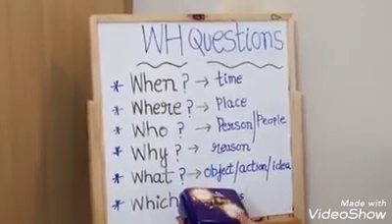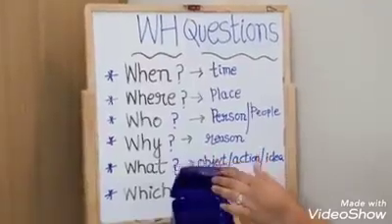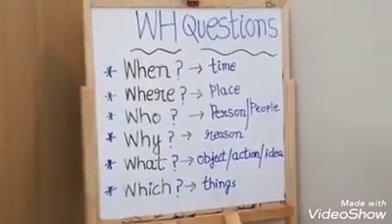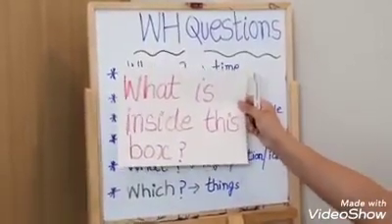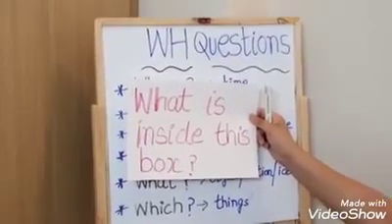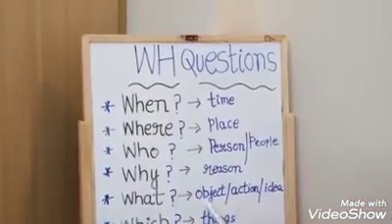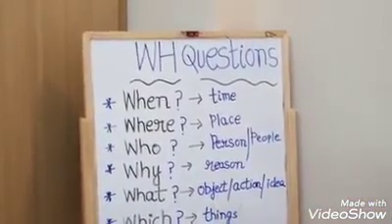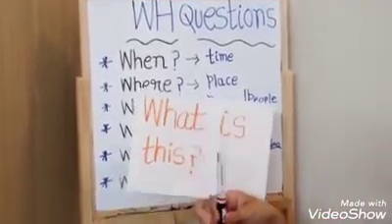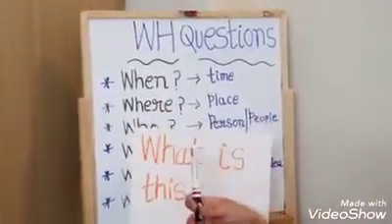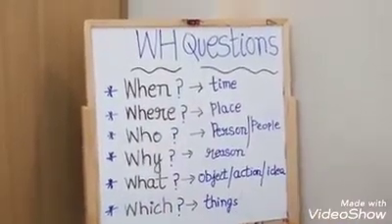Okay, so how will we ask? We'll say, what is inside the box? So we'll ask a question like this: what is inside this box? That means we want to know what is there in the box, the object that is there in the box. Or you want to know about an object, like you may ask, what is this? So I'll answer, this is a marker. Next, let us see the action.